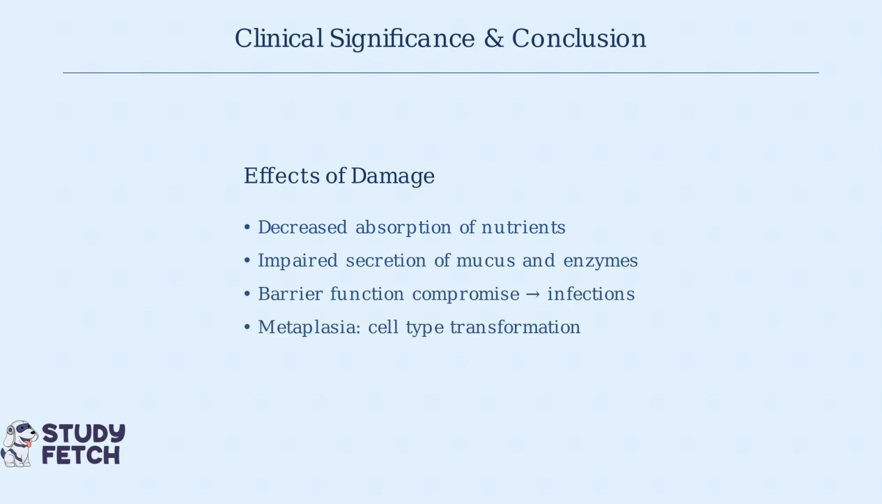These include decreased absorption of nutrients, impaired secretion of mucus and enzymes, compromised barrier function leading to infections, and in some cases, metaplasia, where cells transform into different types.